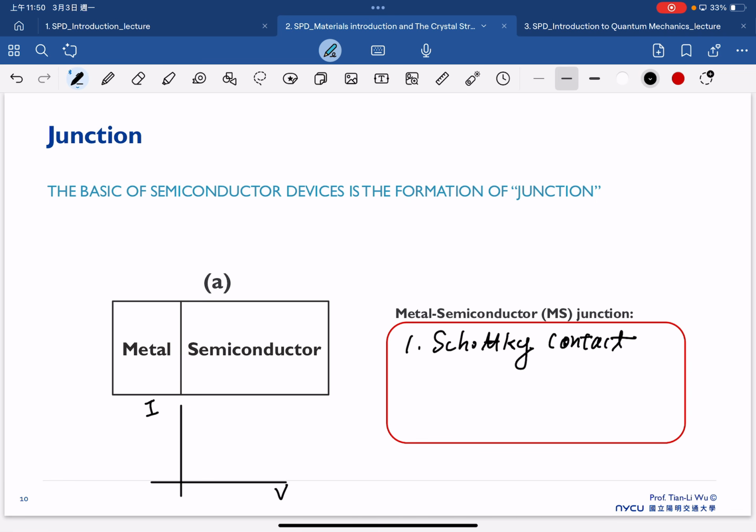So a typical Schottky contact exhibits the characteristic like in this way. That means we can only have a current once our voltage is larger than a certain voltage. Then we start to have the current go through this junction. This is a typical characteristic for the Schottky contact. And on the other hand, we can have another one, an ohmic contact.